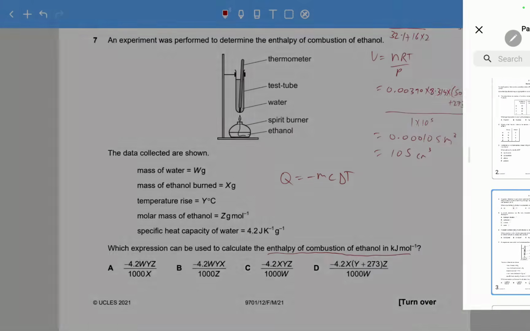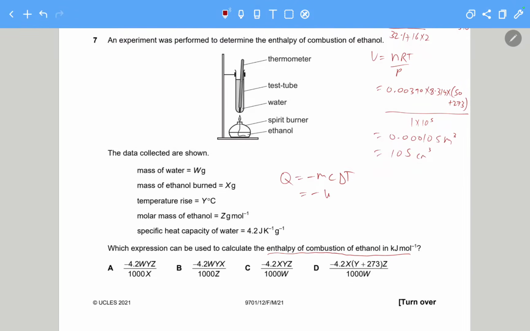We know that m is equal to W, so minus W. C is equal to 4.2, so into 4.2. And delta T is equal to Y degrees Celsius, so Y. Kelvin or degree Celsius does not matter because the change in temperature will be the same in either case. So Y. And now we have Q, but we don't want Q. We need the enthalpy of combustion, which is delta H in kilojoule per mole.